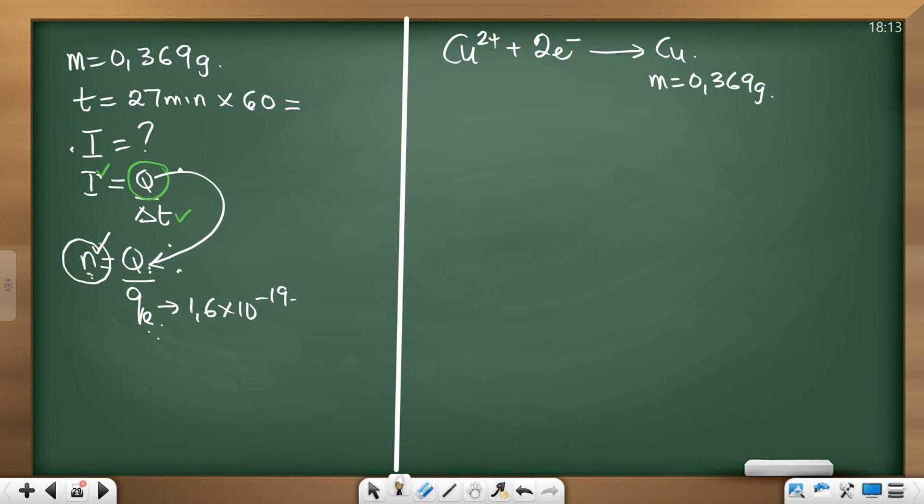Can I start by saying number of moles of copper equals mass over molar mass? The mass is 0.369, copper is 63.5. Somebody help me. 0.0058. Are you sure? That's the number of moles of copper. What do I use now? The mole ratio: electrons versus copper.